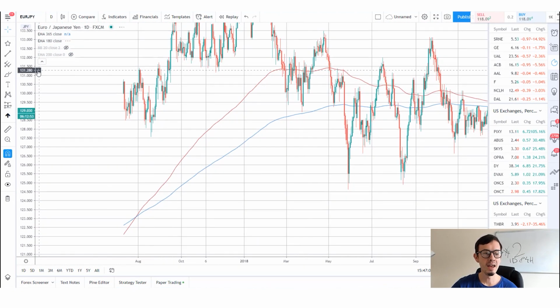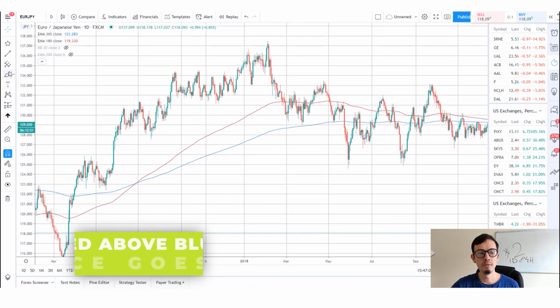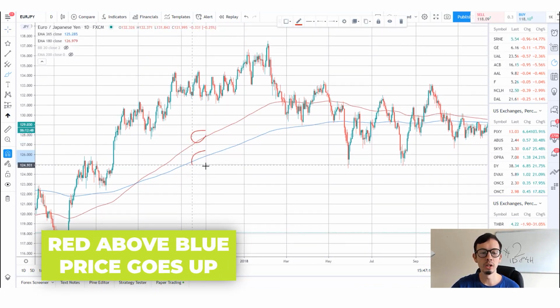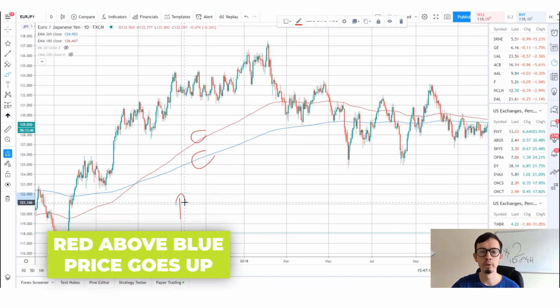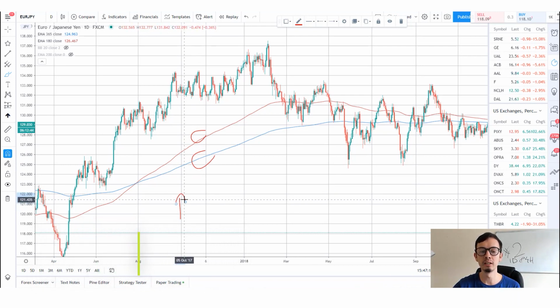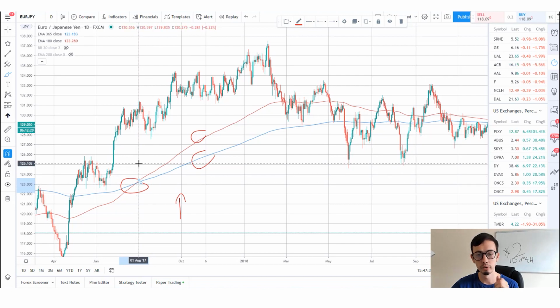In this trend identification strategy, whenever the red line is above the blue line, it means the price is going up. It means that it's in a bullish trend. The price is going up and going north. So we should only place buy orders whenever we see that happening. As you can see, it happened exactly in here, the crossover. From this point forward the price is going up.